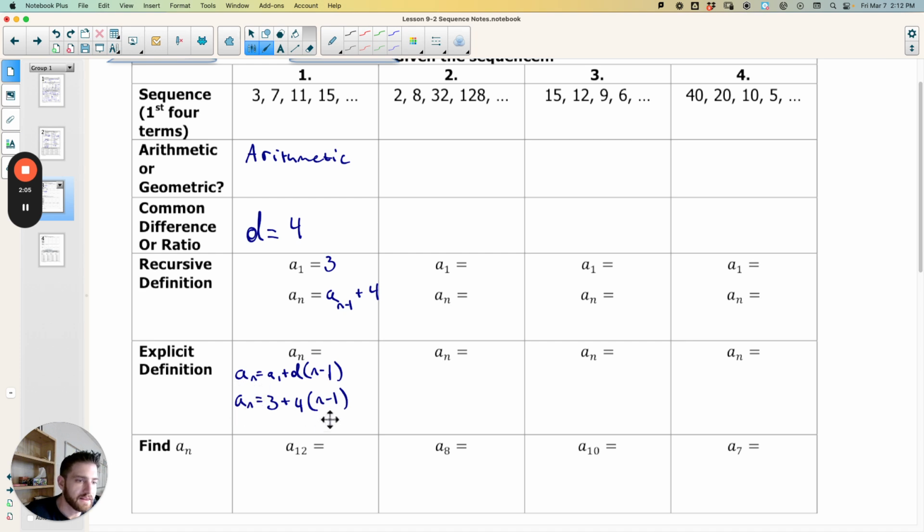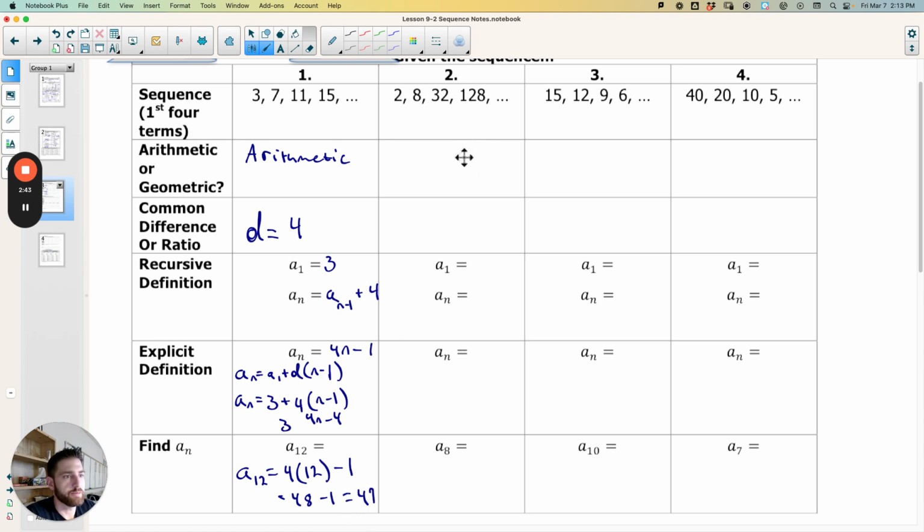And now technically this is correct, but you need to go ahead and simplify it if you can. 4 times n is 4n, 4 times negative 1 is negative 4, bring down the 3. 3 minus 4 is going to give you negative 1. So here your explicit formula for this is going to be a sub n equals 4n minus 1. And then we're going to use that to calculate a sub 12. So a sub 12 is going to equal 4 times 12 minus 1. So 4 times 12 is 48, minus 1 is equal to 47.